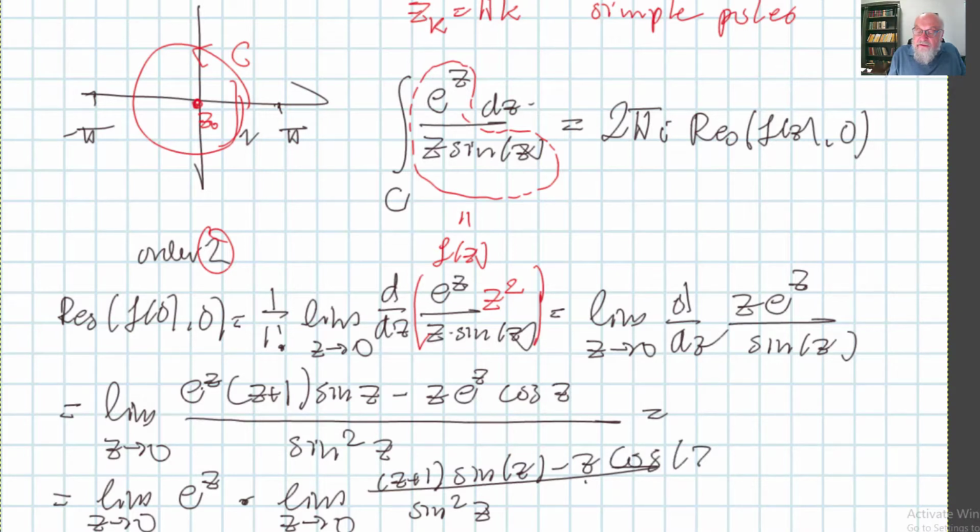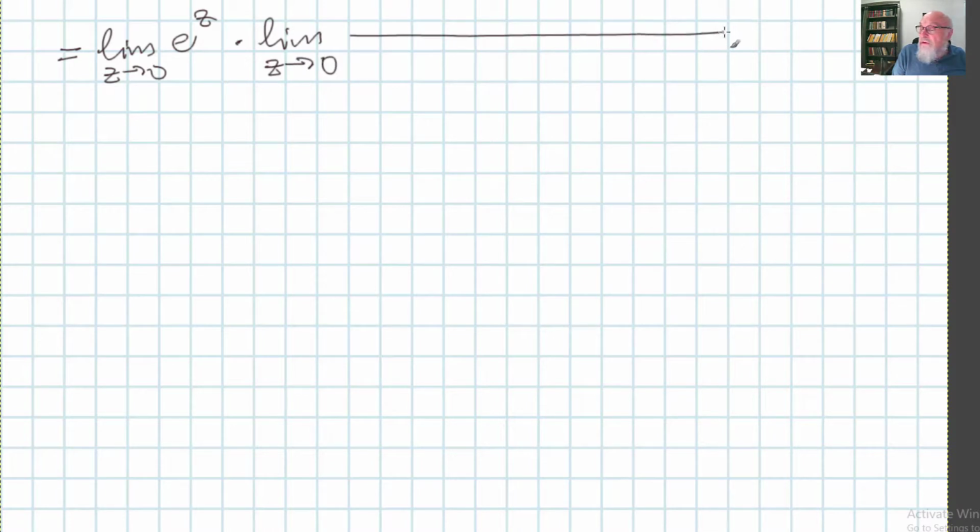Z cosine of z. Let me do it, and let me check it. So where are we? This was a limit. As z goes to 0, it is z times the limit, and this one is again z goes to 0, and then we have here z plus 1 sine of z minus z cosine of z, over sine square z.